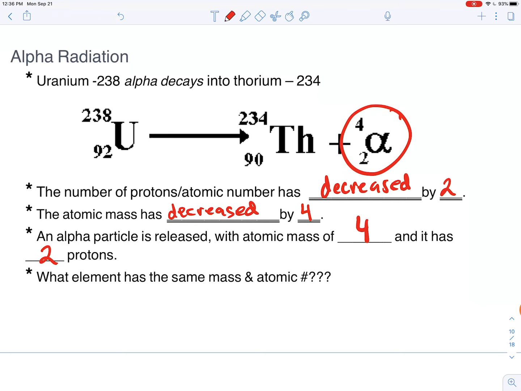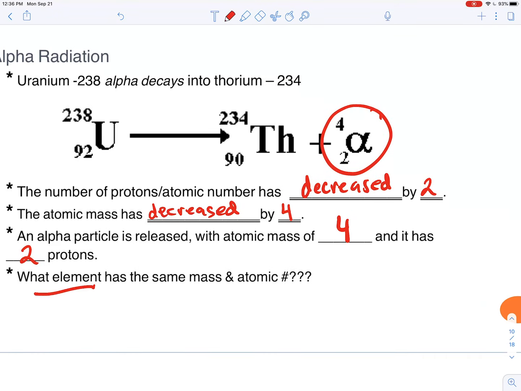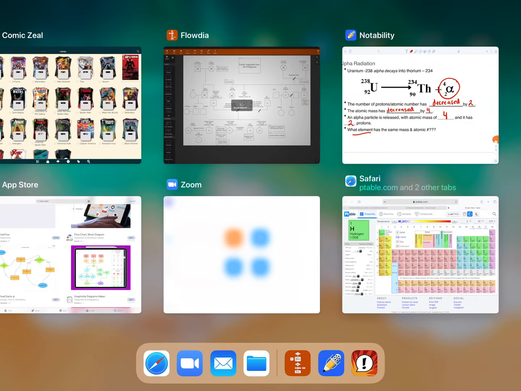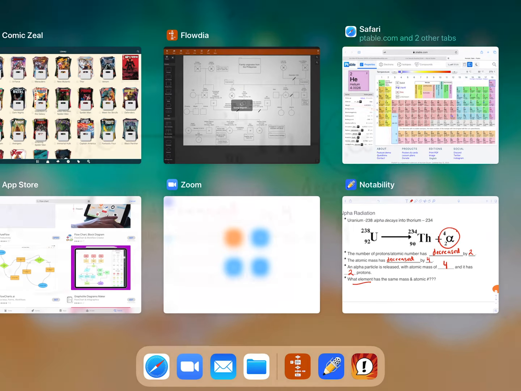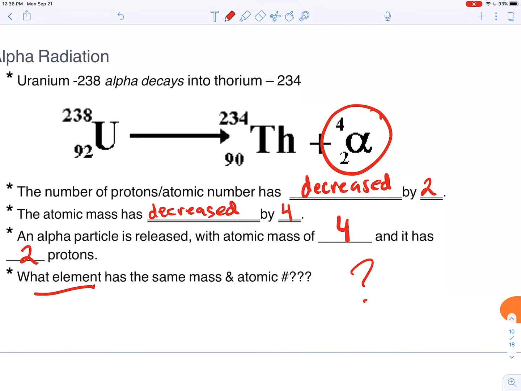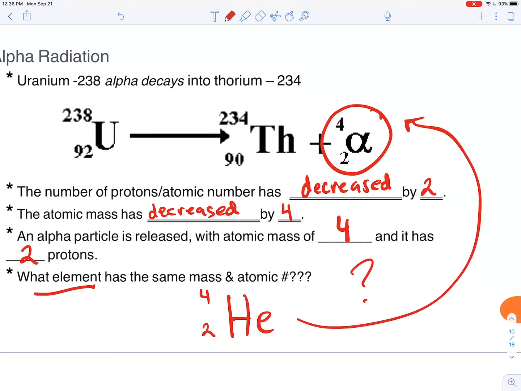If we look at the periodic table, we can figure out what element is that. So, if you look at your periodic table, what do you think? What element is that going to be? Helium is correct. So basically we're releasing helium. Helium is the same as our alpha particle. You can use those interchangeably.